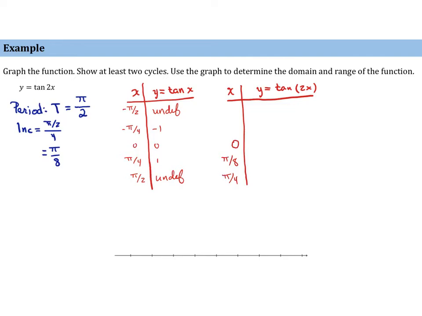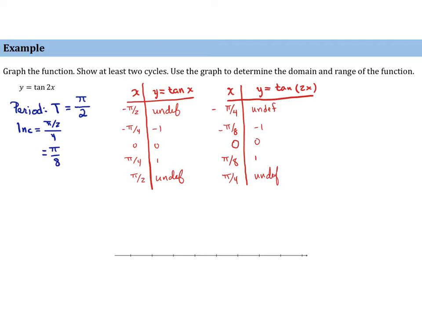And we can go to the left also. So negative pi eighths and negative, I'm sorry, negative 2 pi eighths, which is the same thing as negative pi over 4. So the y values do not change. This will yield an undefined value. This will be negative 1, 0, 1, and this will be undefined.